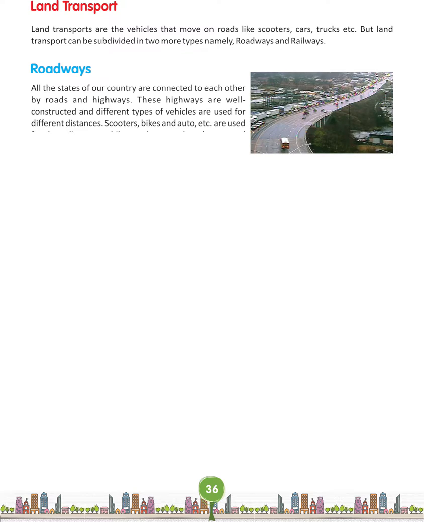Roadways. All the states of our country are connected to each other by roads and highways. These highways are well constructed and different types of vehicles are used for different distances. Scooters, bikes and autos, etc. are used for short distances, while cars, buses and trucks are used for covering long distances.